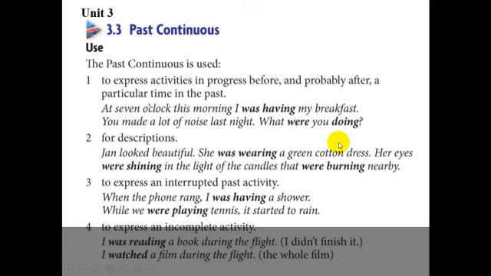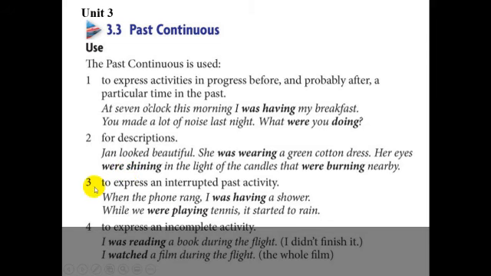Regarding the past continuous uses, first, to express activities in progress before and probably after a particular time in the past. At 7 o'clock this morning, I was having my breakfast. Second, for description, Jane looked beautiful. Why? Because she was wearing a green cotton dress. Her eyes were shining in the light of the candles that were burning nearby.